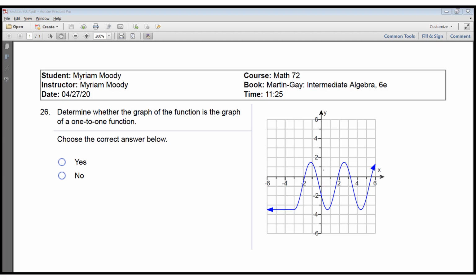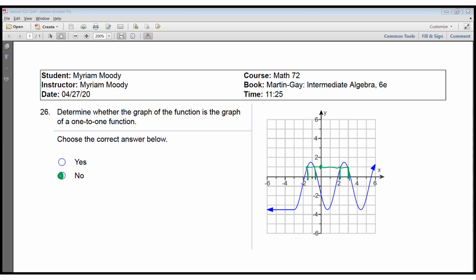I can pick any y value. Let's pick this y value. I see this y value comes from this x. It comes from this x. Uh-oh, wait. I see it over here too. It comes from this x and this x. Oh, it comes from way too many x's. Is that one-to-one? No, definitely not a one-to-one function.